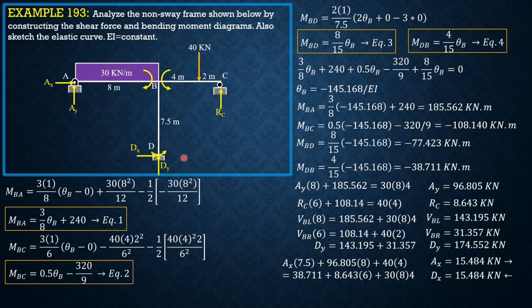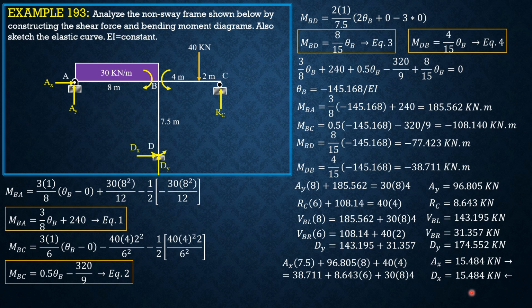kilonewton leftward. Another way of computing dx is you sum up moment about B considering this column. So you apply the moment BD. So dx times 7.5 plus MDB plus MBD, which is counterclockwise also. Then you can find dx equal to 15.484.